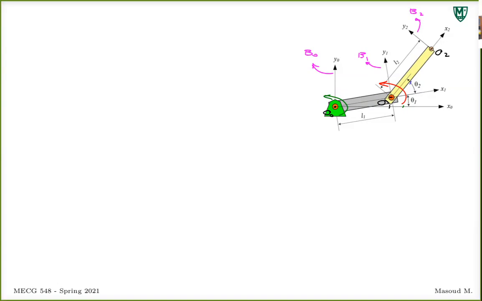Now, what we want to do is find the transformation matrix that can transform the coordinates from frame B2, the frame attached to the tip of this yellow link, yellow rigid body, to coordinates in frame B naught. So we want to find a transformation matrix that can transform coordinates of any point in B2 to coordinates of the same point in B naught.